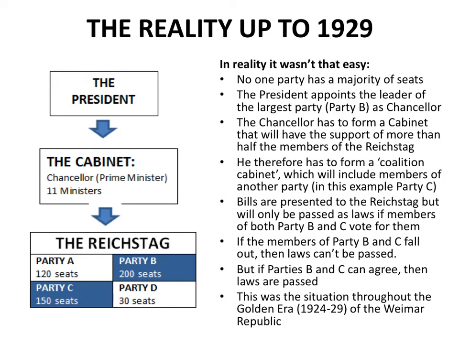Of course, the reality in the Weimar Republic was that government had to be through coalition. So Party B, although it is the largest in this example, doesn't have enough seats to form a majority, so therefore they would have to make a deal with another party, for example Party C. If they joined up, they would have between them 350 seats, which would be enough to pass laws, and so lawmaking could be done through the Reichstag, but it would be a coalition cabinet.